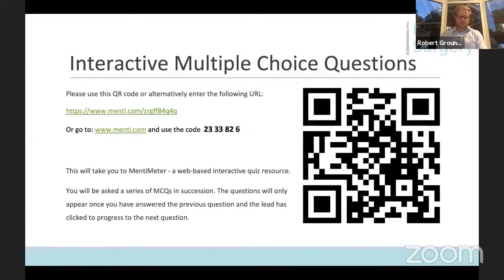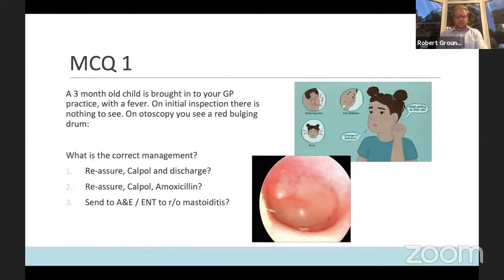Great. So the first question, and something really common, relates to a 3-month-old who's brought into you while you're working in your GP practice, and they've got a temperature. When you initially look at them at 3 months, it can be difficult actually to get an idea of what's going on, but you can't see anything obvious. So being the diligent GP you are, you have a look in their ear, and this is what you see. You see this red bulging tympanic membrane. At this point, what would be the correct thing to do?